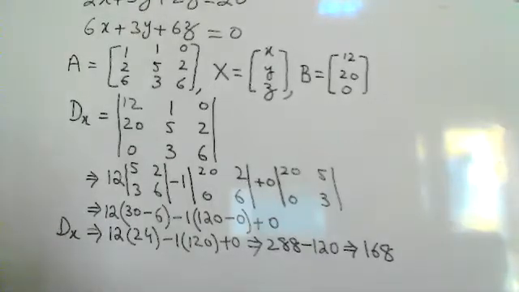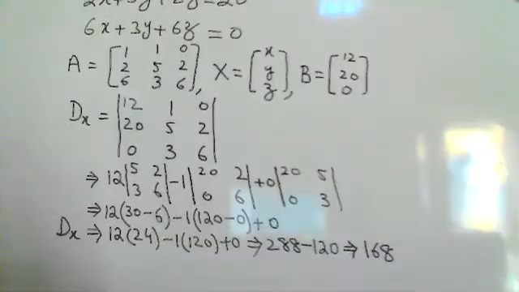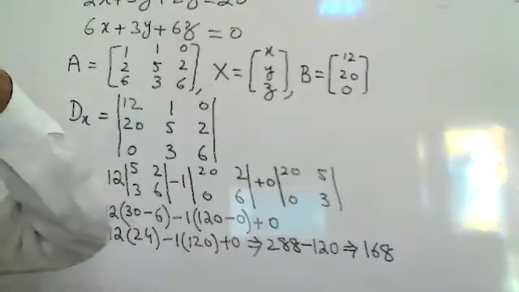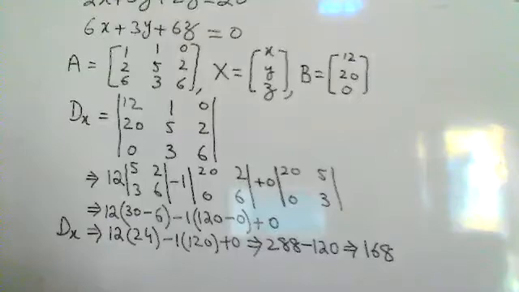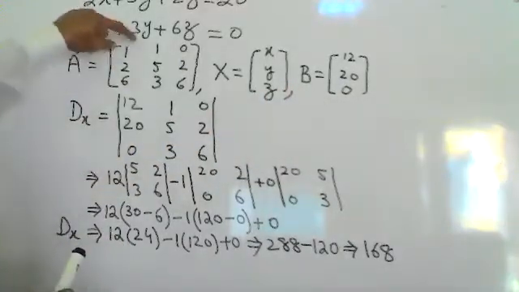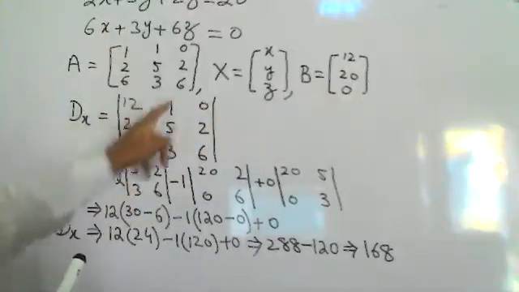Okay. So what will be the answer? dx is 168. First we found the value of d, that became 24. Now we found the value of dx. How to make the matrix of dx? dx is a determinant in which the coefficients of x are replaced by the constants, and the remaining columns remain as it is.